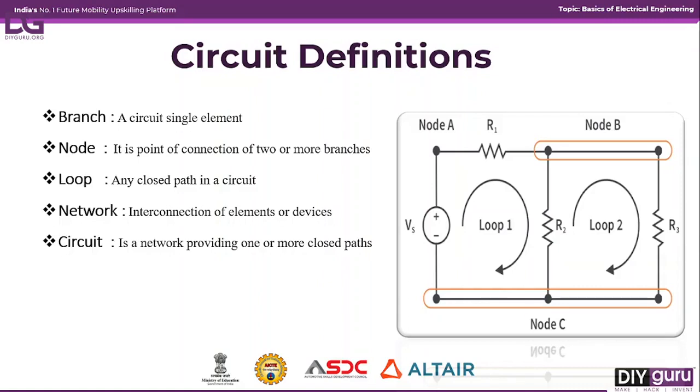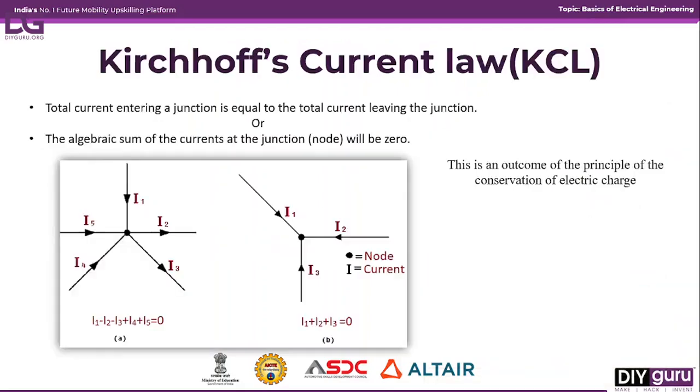Now I think you are clear about the circuit, network, branch, node and loop. So now we'll go for KVL and KCL. First we'll go with Kirchhoff's current law, KCL. The KCL states that at a node. So KCL is applied at a node. Remember, KCL we apply at a node. Already we know what is meant by node.